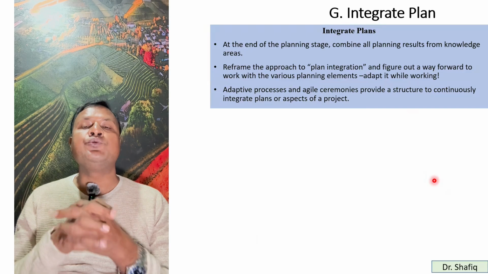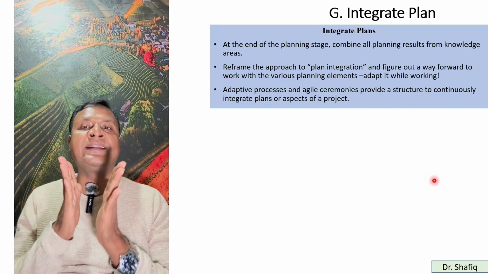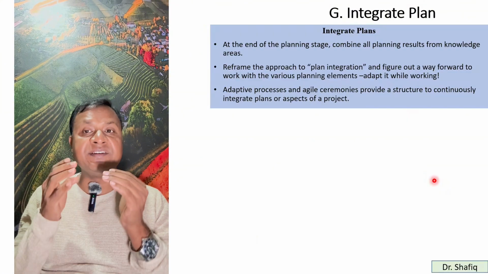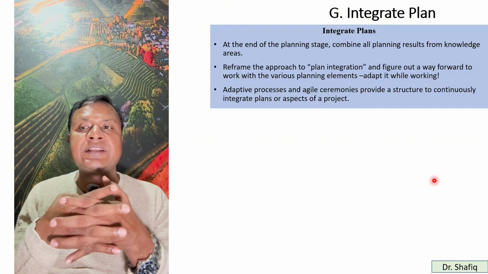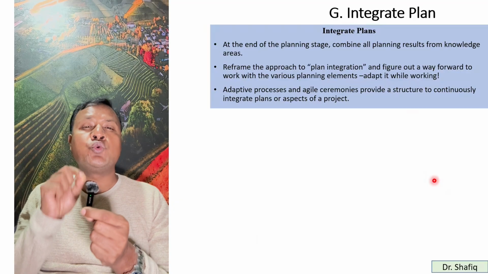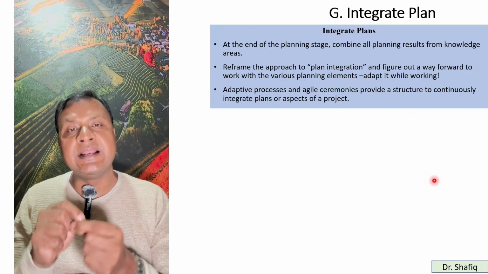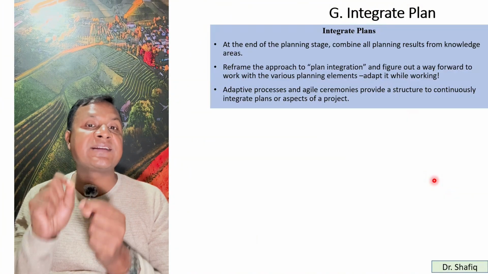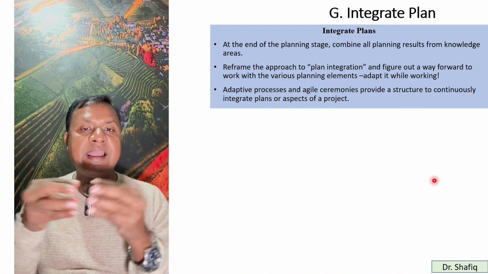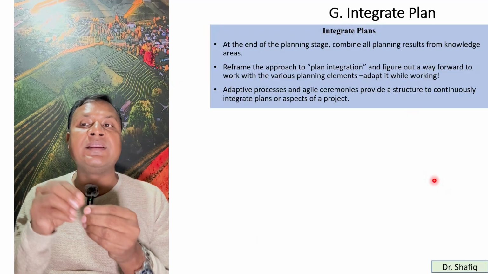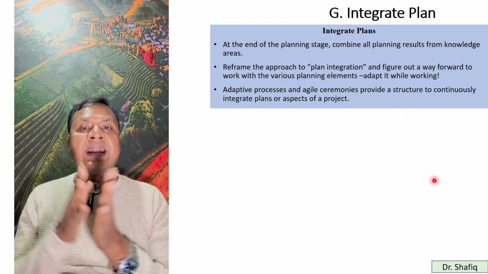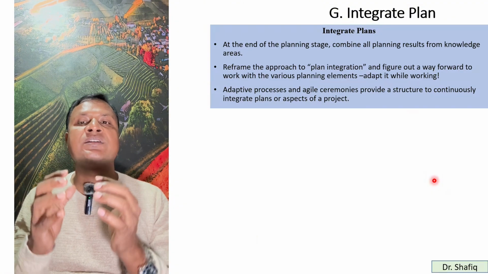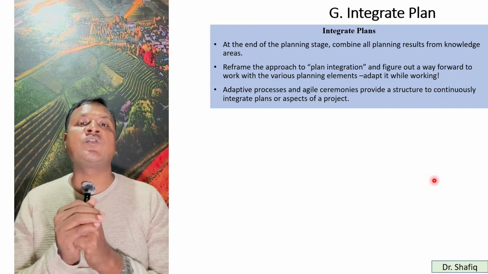And finally, we have to integrate all plans. At the end of the planning stage, combine all planning results from knowledge areas, reframe your approach to plan integration, and figure out a way forward to work with the various planning elements. Adapt it while working. That's the key message. Adapt it, accept it, embrace it. Adapt it while implementing, while working. Adaptive processes and agile ceremonies provide a structure to continuously integrate plans or aspects of a project.